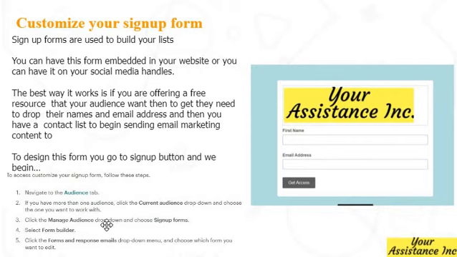And then when you click manage audience, you'll see a drop down, and you choose sign up forms. Then from the sign up forms, there'll be another drop down, you select form builder, and then you click the forms and response emails from the drop down menu and choose which form you want to edit. There will be different templates of forms you can use.